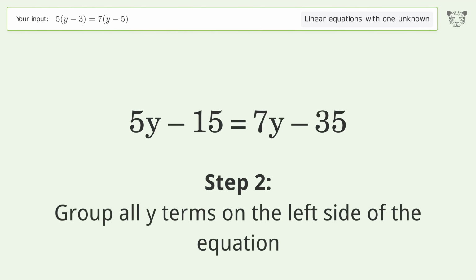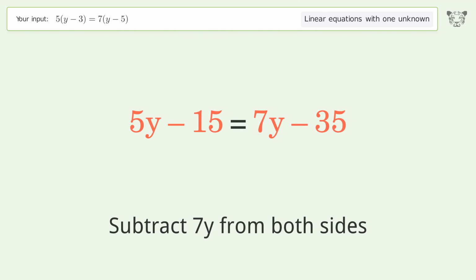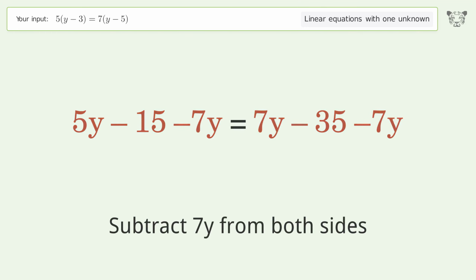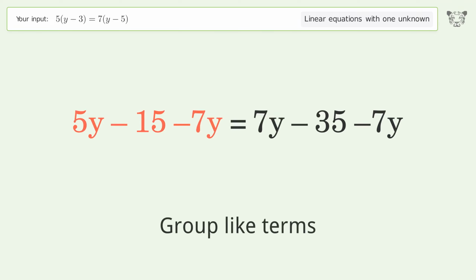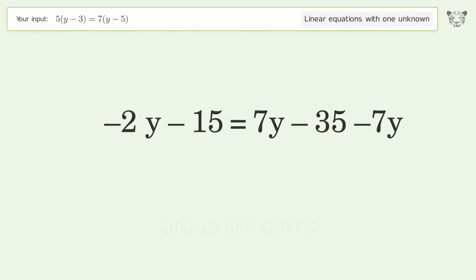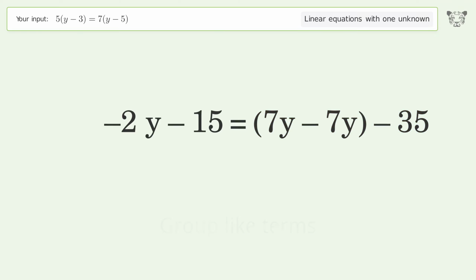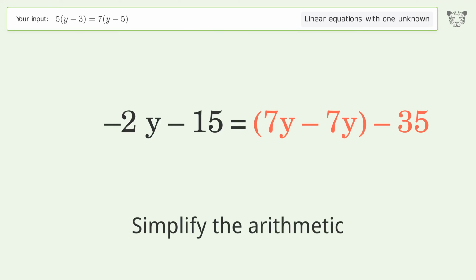Group all y terms on the left side of the equation. Subtract 7y from both sides. Group like terms. Simplify the arithmetic. Group like terms. Simplify the arithmetic.